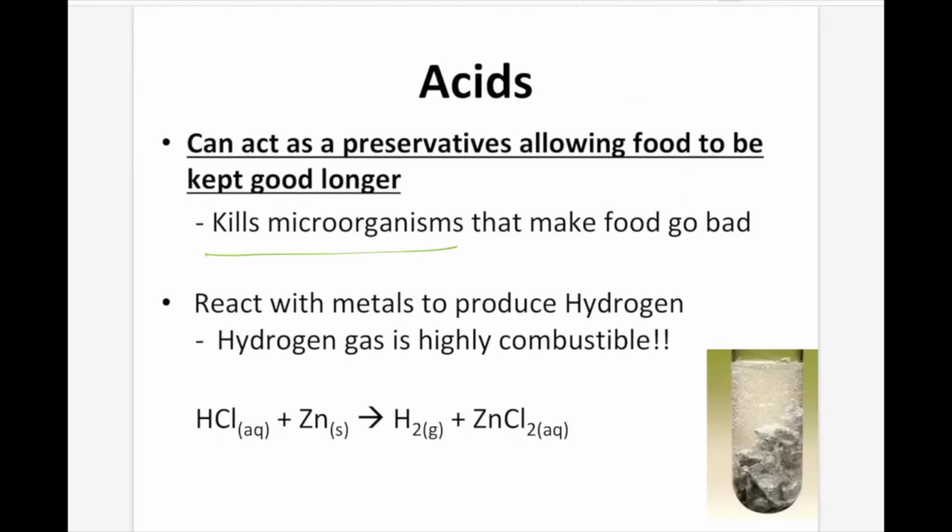Another thing acids do is they react very well with metals to produce hydrogen. So the hydrogen gas is highly combustible, as in it will catch fire and explode. So here's an example of it. If you have HCl and you add zinc metal to it, you're going to produce this hydrogen gas, which is highly combustible.